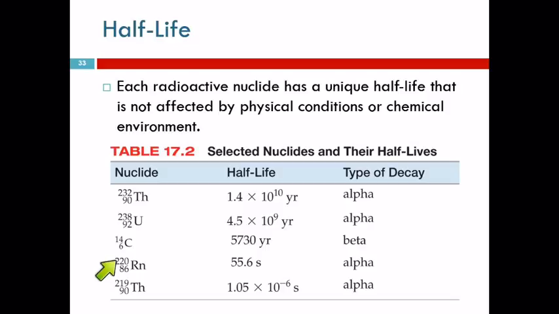Here's just a table showing some different half-lives for different nuclides. So, there's thorium-232, 1.4 times 10 to the 10th years, that's 14 billion. Here's carbon-14, 5,730 years. Radon-220, just under a minute, 55.6 seconds. And thorium-219, 1.05 times 10 to the minus 6 seconds. And that undergoes alpha decay. So we've got a bunch of alpha decays, and this is a beta decay. Just for your information.